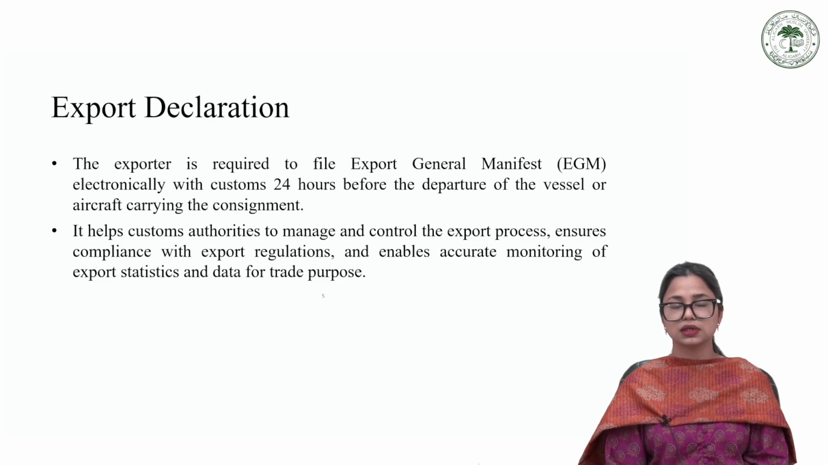What does it help with? The export declaration, made on behalf of the exporter, helps the customs authorities to manage and control the export process, ensure compliance with customs officials' export regulations, and it serves as a crucial step in monitoring and getting accurate export statistics and data for trade purposes. It is at this stage that customs officials maintain trade statistics, such as how many shipments are boarded and which country they are destined for, and thus this is a crucial step in the post-shipment procedure.